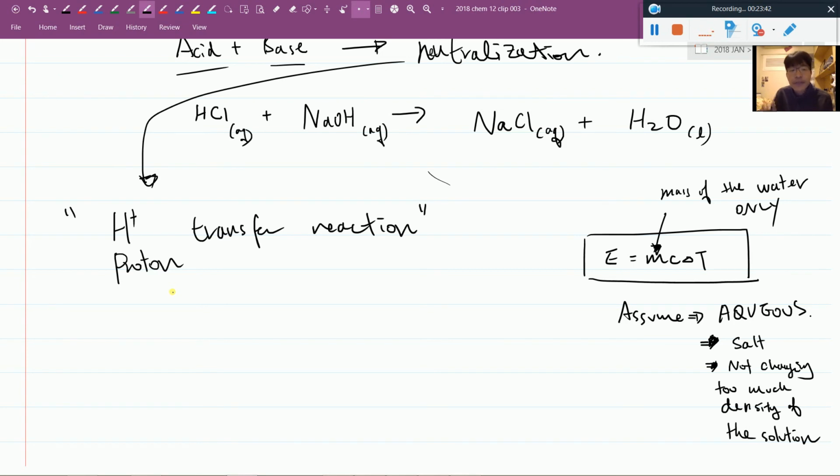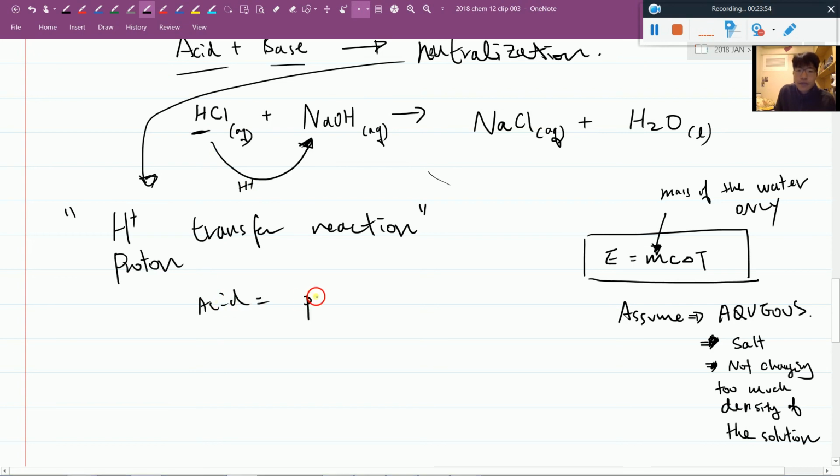Full stop. And when the acid is the one giving out the protons to the base, acid equals proton donor, and base equals proton receiver. Terrible writing, but you understand.